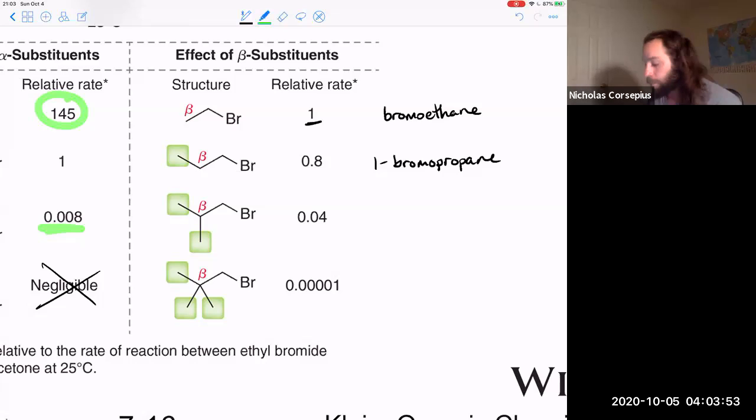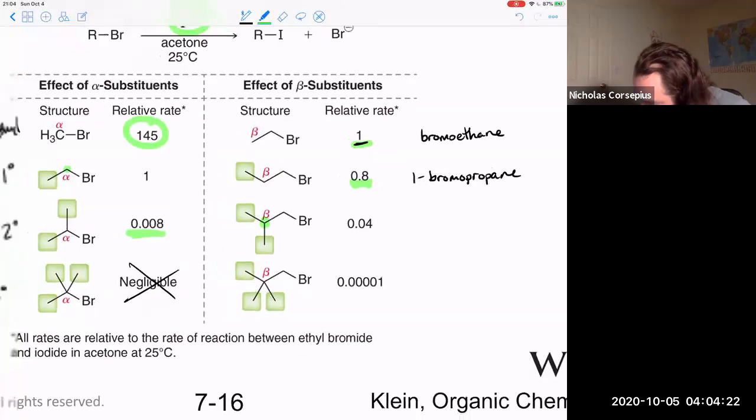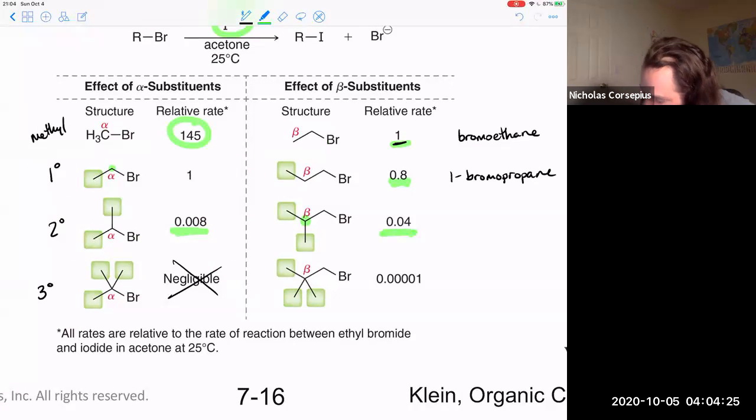So anyways, we're going to compare bromoethane with bromopropane. 1 versus 0.8, so about 80% of the original reaction rate, pretty much the same. So if it's a straight chain alkane, it reacts with pretty much the same rate. As soon as we branch that beta carbon, things change quite dramatically. I'll point out, notice how branching on the alpha carbon, or rather a 2-carbon branch on the alpha carbon, has much more of an impact than it does if you do it on the beta carbon.